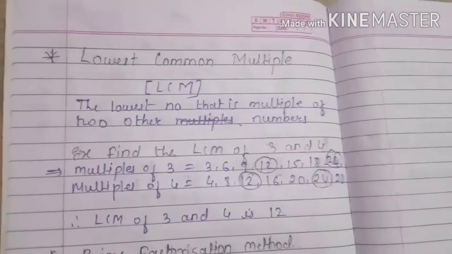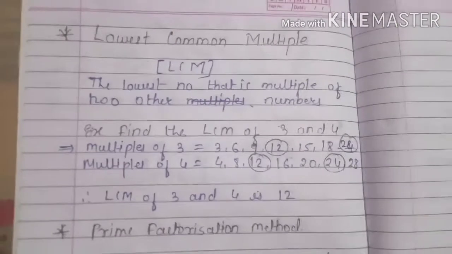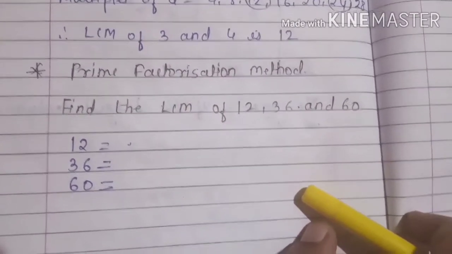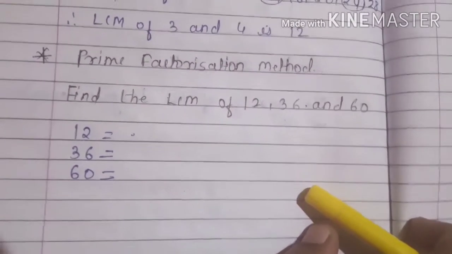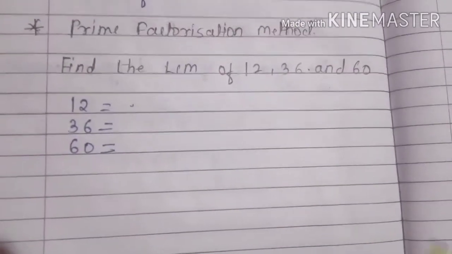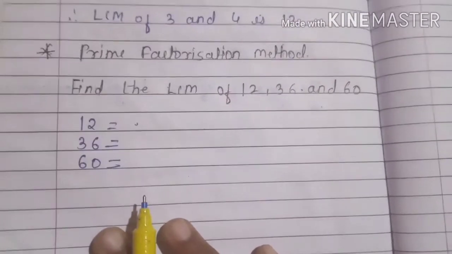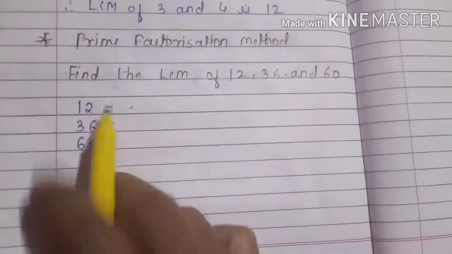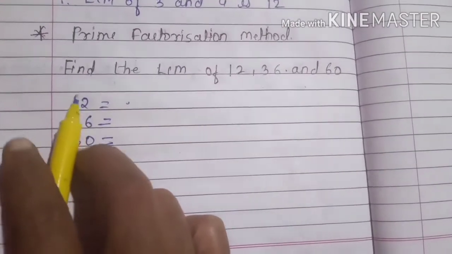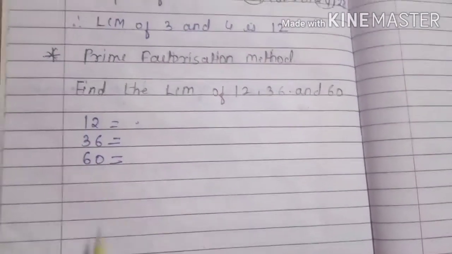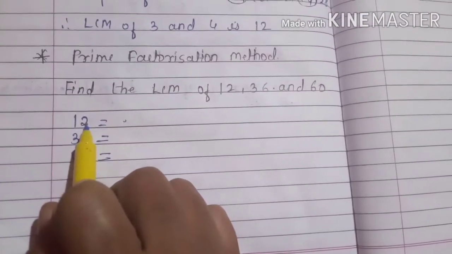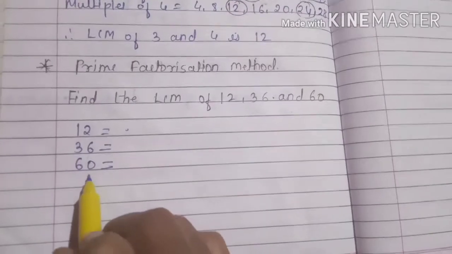So here also to find the LCM of the given numbers there is one method, that is the prime factorization method. Now we are going to study how to find the LCM of given numbers by using the prime factorization method. So see here I have taken one example. Find the LCM of 12, 36 and 60 by prime factorization method. As I already told you, write down the numbers one by one. After that factorize the 12, then factorize the 36 and then the 60.